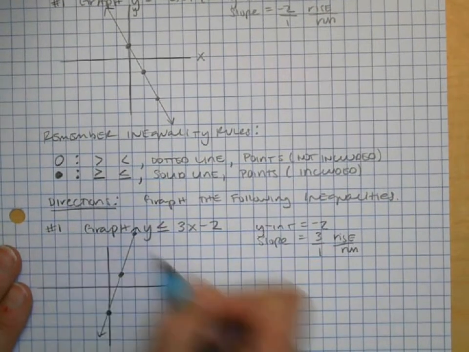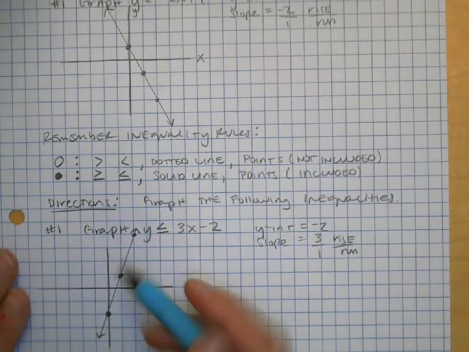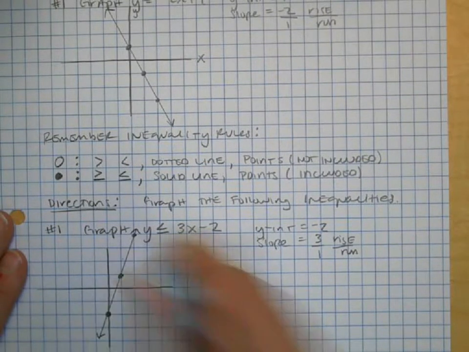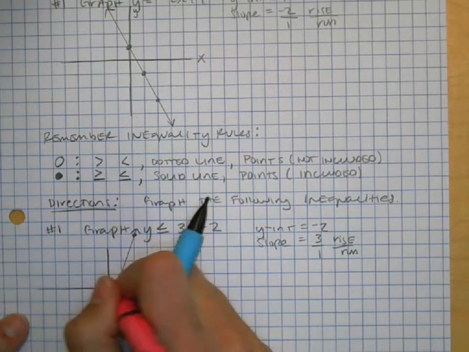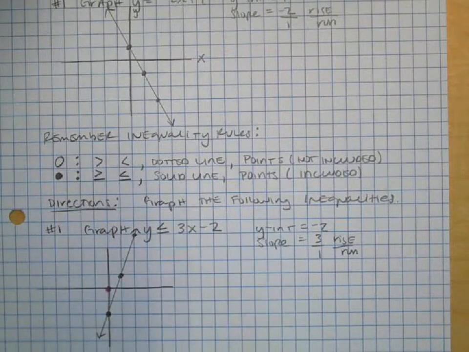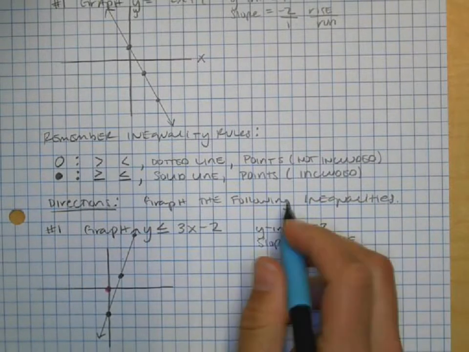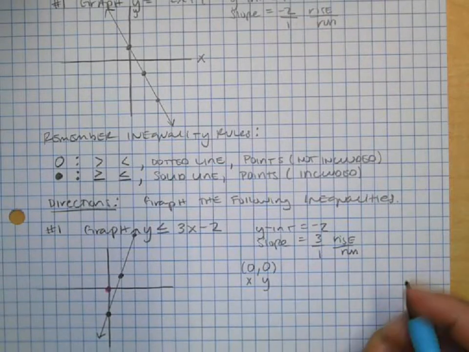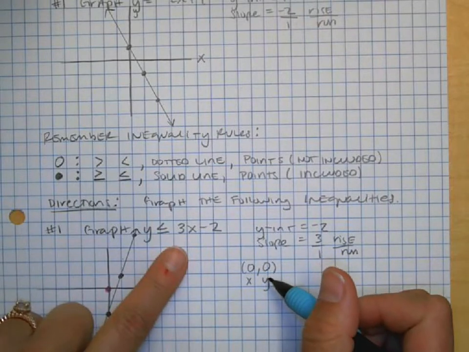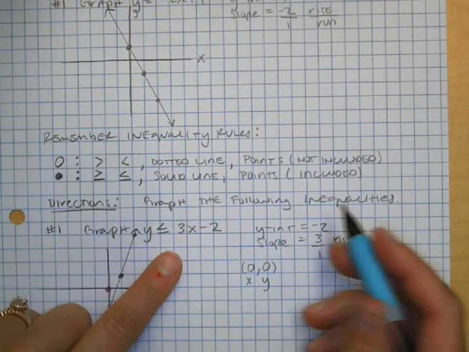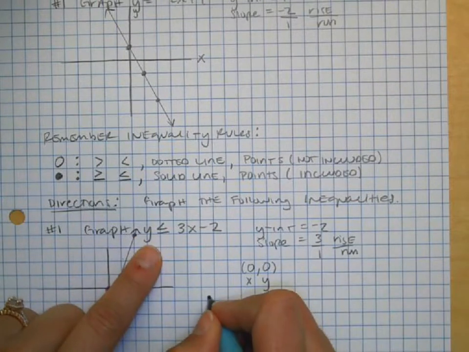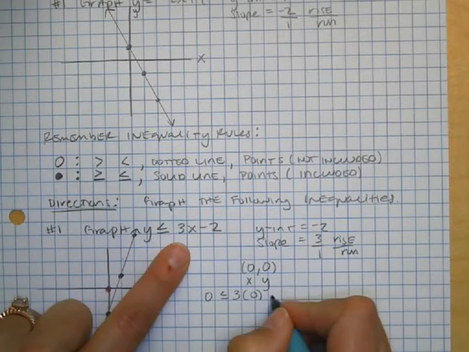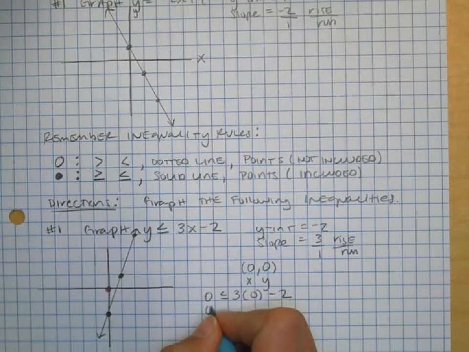That means we have to pick a point anywhere on this graph, not on the line, to see if it holds true. I like picking the point 0, 0, and you can see that this point is not on my graph, so I'm safe to choose it. So 0, comma 0, this is my x, this is my y. Now I'm going to plug it into this equation to see if the statement is true. For y, I get 0 is less than or equal to 3 times 0 for the x, minus 2.